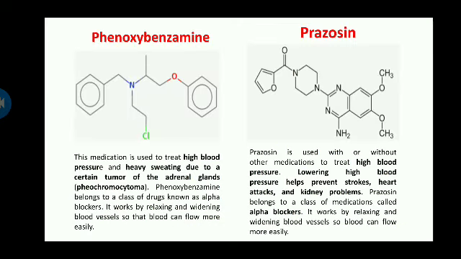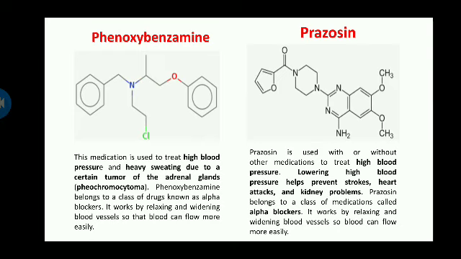Now we can discuss structures as well as uses. The first one is phenoxybenzamine. This drug has three types of atoms present in the structure: nitrogen, oxygen, and chlorine. These drugs are mainly used to treat high blood pressure and heavy sweating due to a tumor of the adrenal glands.